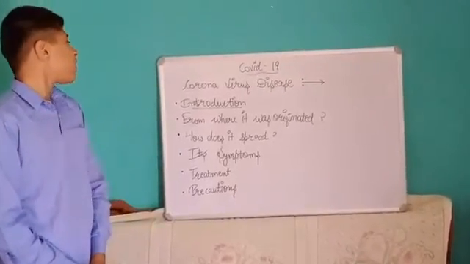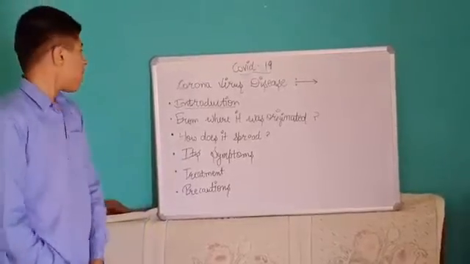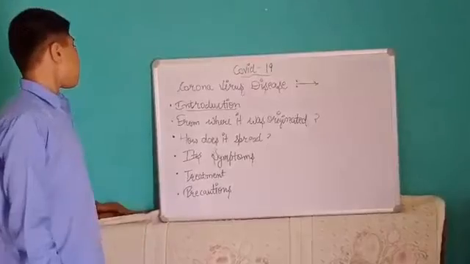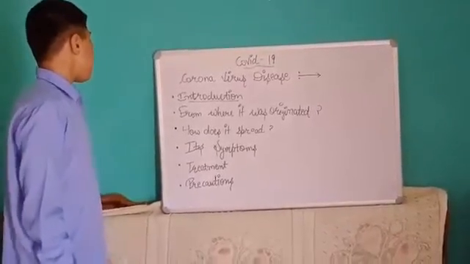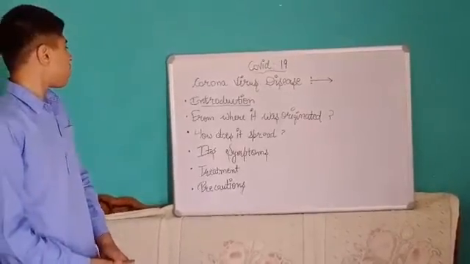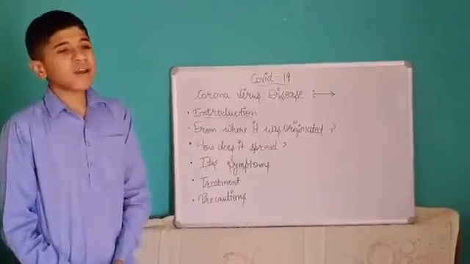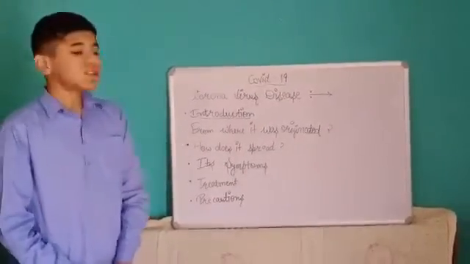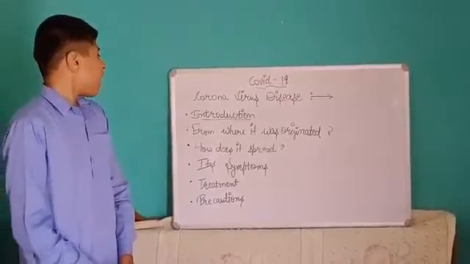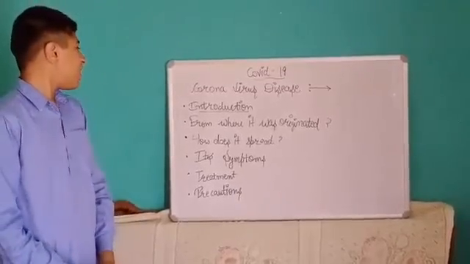Today we are going to discuss COVID-19, which stands for coronavirus disease. The points which we are going to discuss are introduction, where it originated, how it spreads, its symptoms, treatment and precautions. First of all, the introduction. The coronavirus is an infectious disease which spreads from the infected person to the healthy person, and it originated in Wuhan, a city in China.